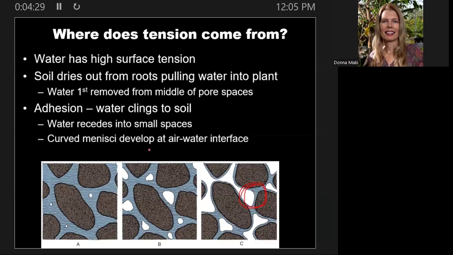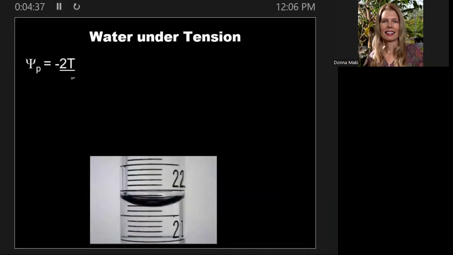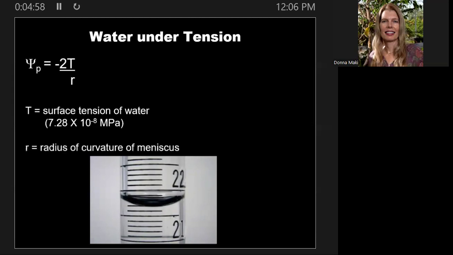And so this is something that you can actually mathematically calculate. This simple equation: psi sub p is equal to negative 2T divided by r. We went through this last time: if you know the surface tension of water, that's a known value, you can plug in. And then if you play with the different radii of the menisci, depending how big that value is or how small that value is, you can start to see how it impacts psi sub p. And it's negative, of course. Okay, so tension is negative pressure, so you have a negative sign.